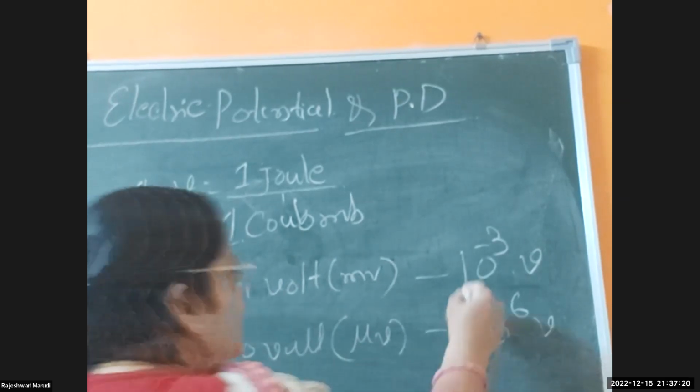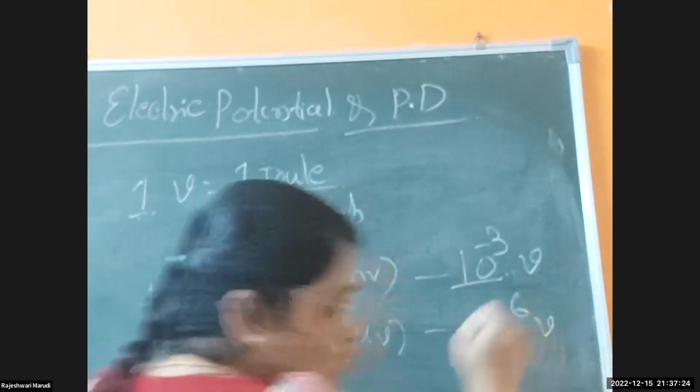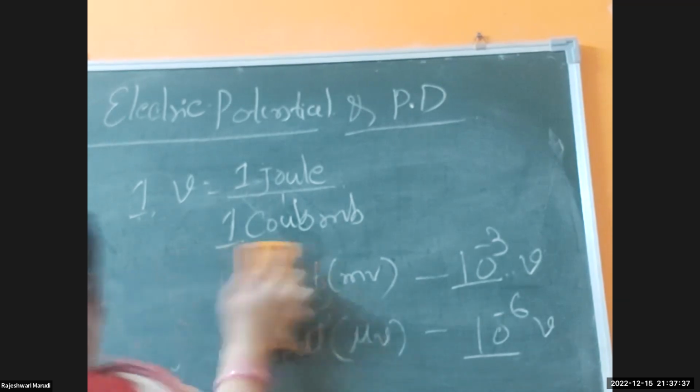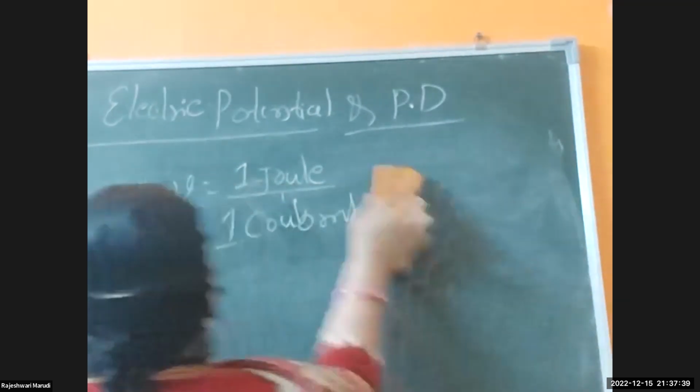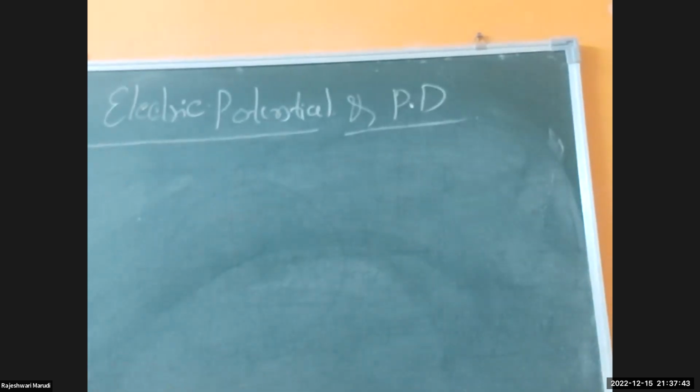Milli always means 10 to the power of minus 3. Micro means 10 to the power of minus 6. So these are the smaller units to measure the electric potential. Then, what would be the larger units? If milli and micro are the smaller units, what would be the larger unit? Anybody?